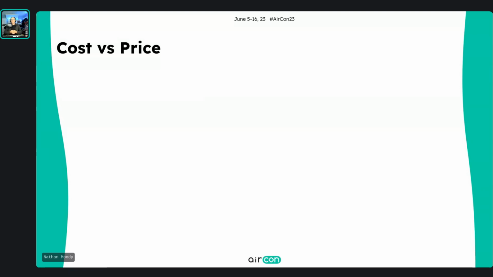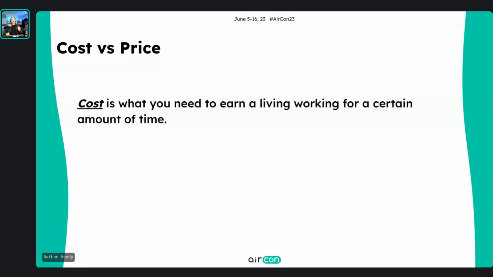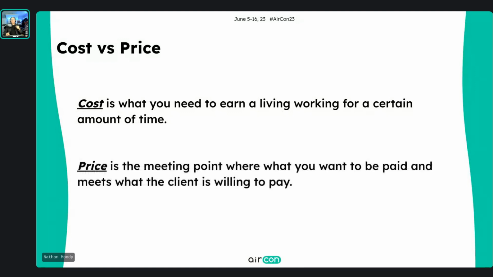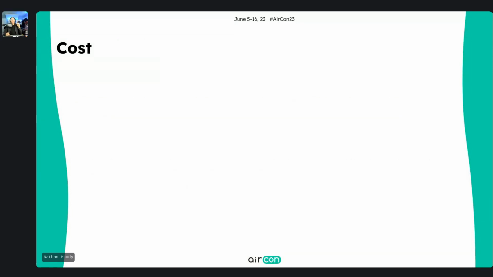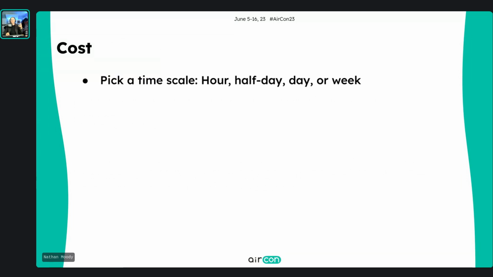So we're going to start by talking about the difference between cost and price. So what is the difference? Cost is what you need to earn a living working for a certain amount of time. Price is the meeting point where what you want to be paid meets what the client is willing to pay. So let's talk about how you figure out cost.